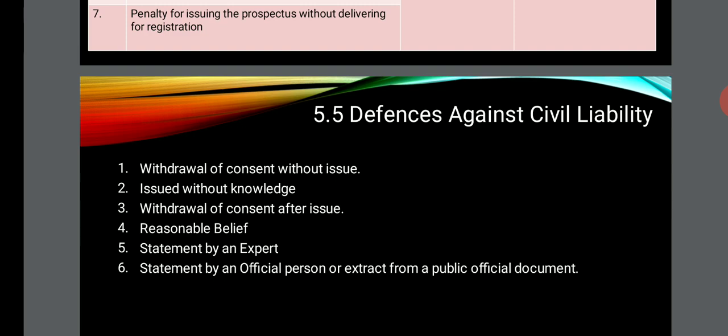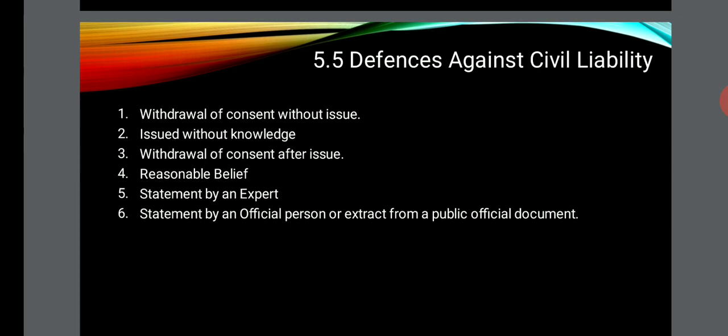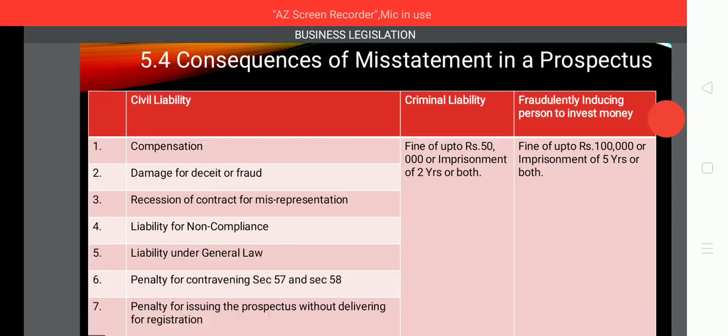Reasonable belief, that there is a reasonable belief that you have not been involved in making this prospectus. Statement by an expert that you were not involved and you have nothing to do with the prospectus which has been made wrong. Statement by an official person, extract from the public official document that there was no consent of yours or you were not involved in the making of that prospectus which has gone wrong.